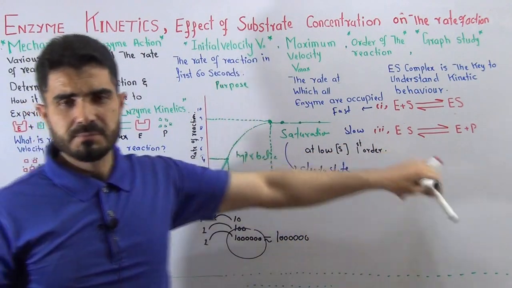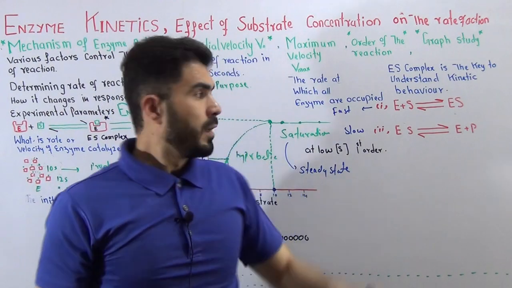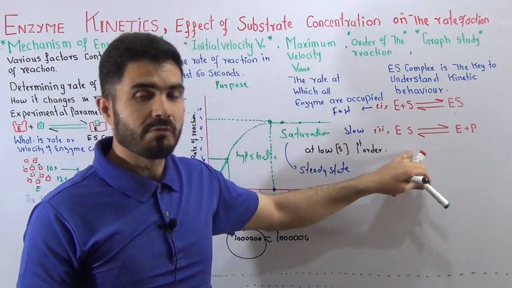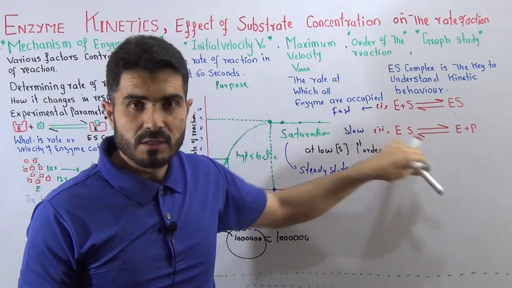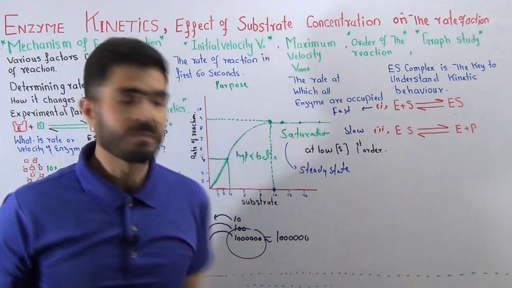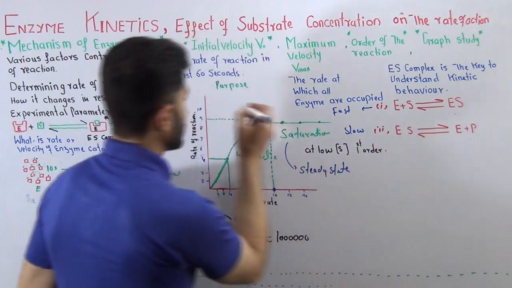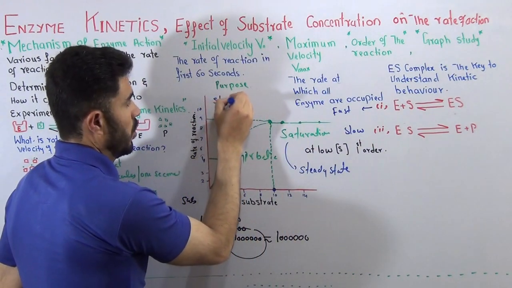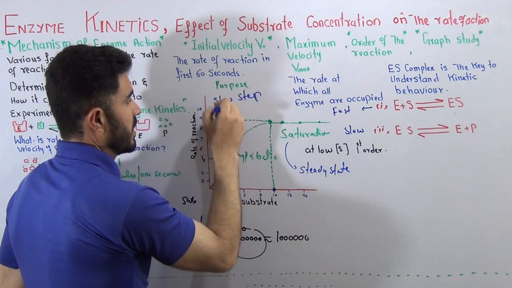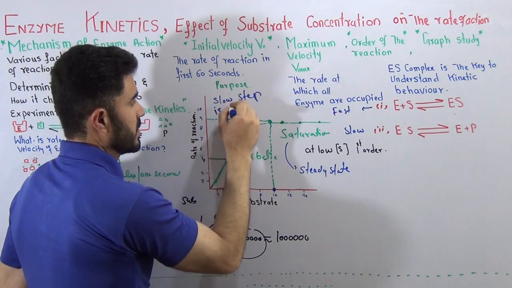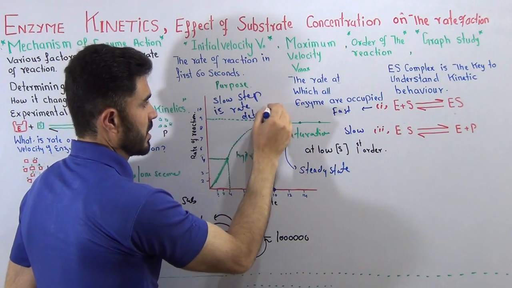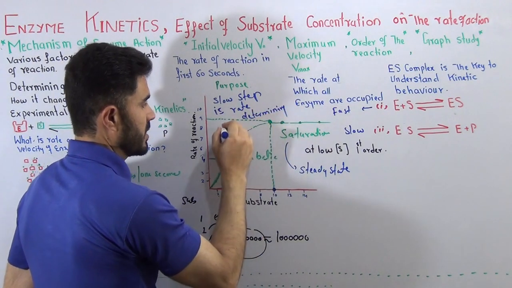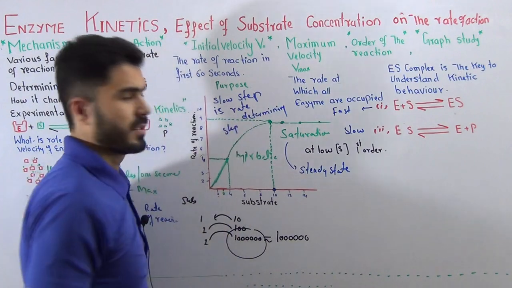In chemistry, we know very well that the slow step is always the rate determining step. I would like to write here: slow step is always the rate determining step. You should note this, rate determining step.